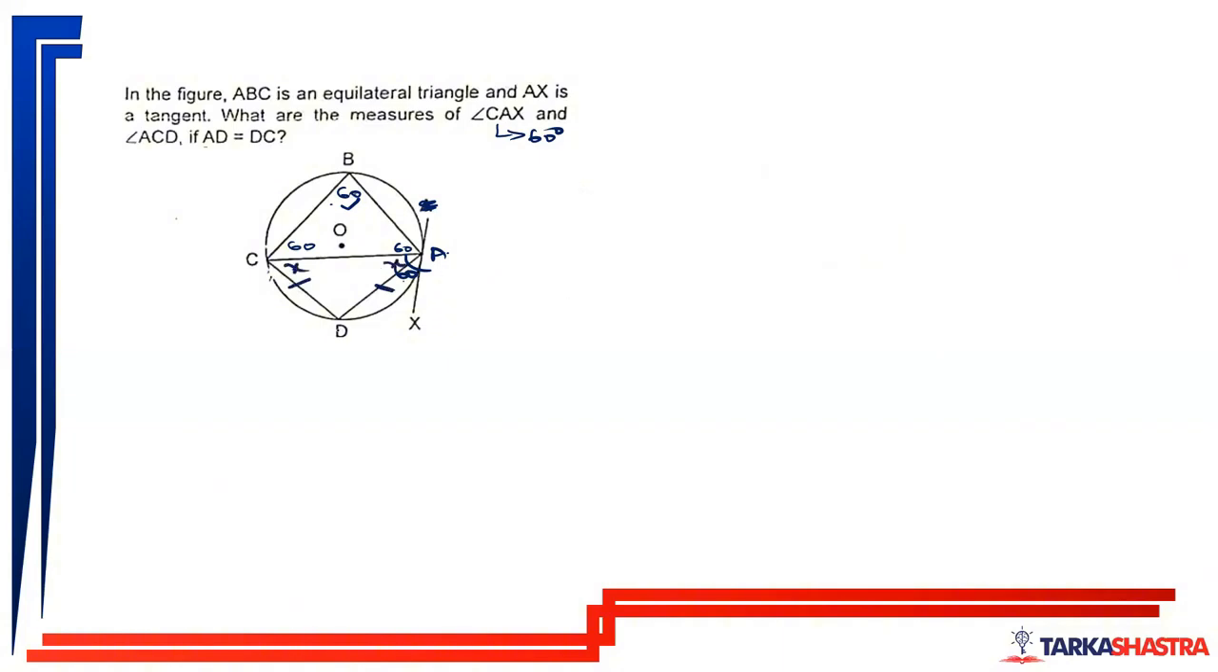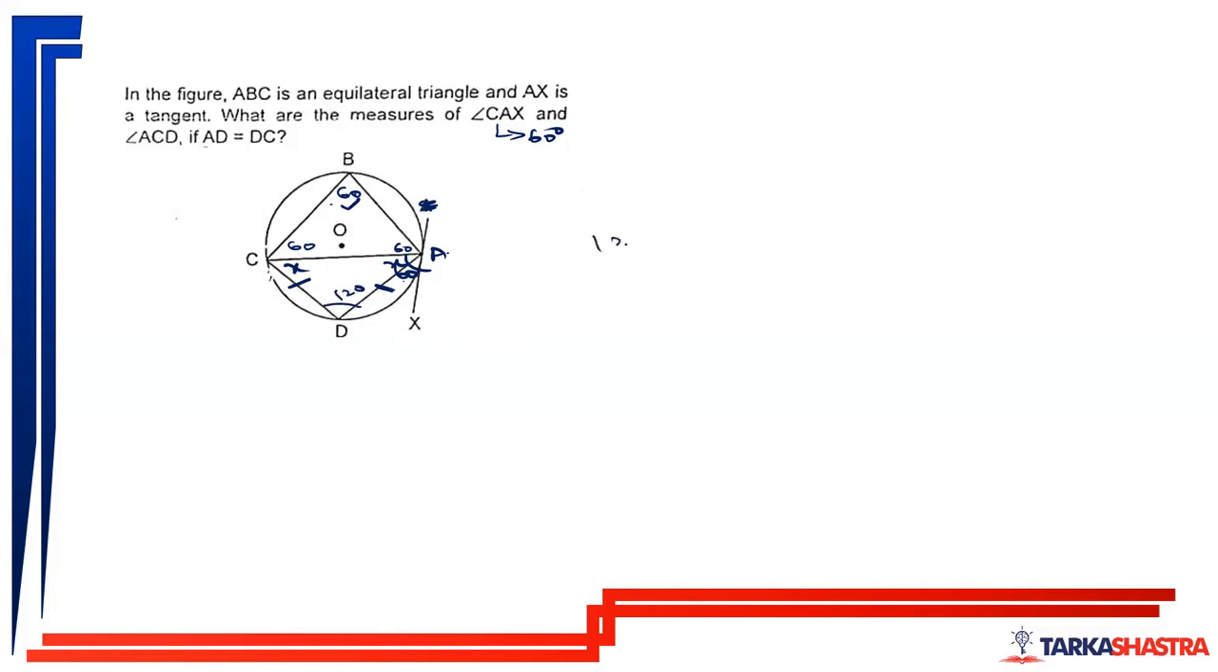And opposite angles of a cyclic quadrilateral are supplementary. So if this is 60, this has to be 120. Supplementary means their sum is 180. So if this is 60, this has to be 120, total is 180.